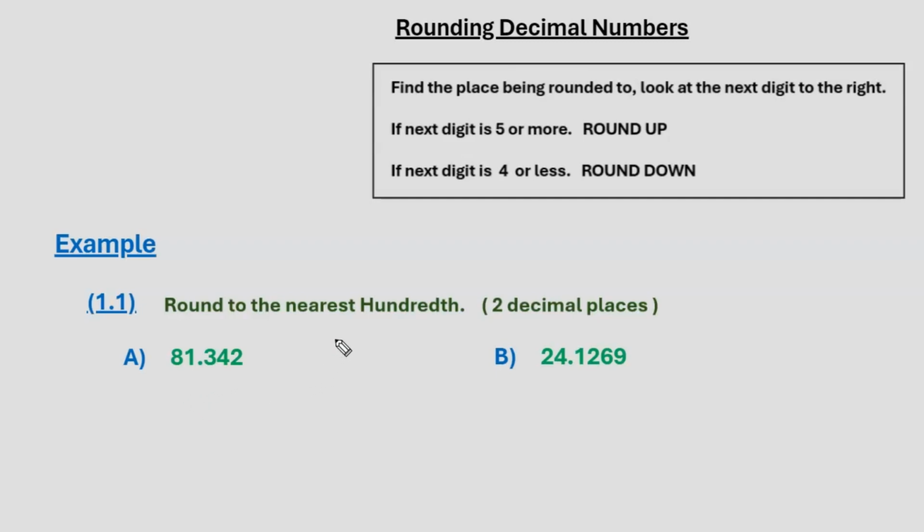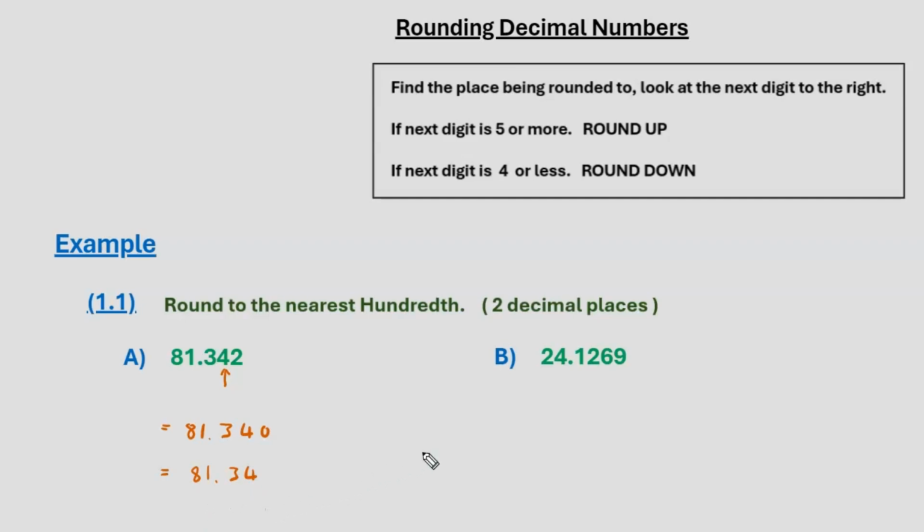81.342. To round this to 2 decimal places, the second decimal place is here, it's number 4. Next digit to the right is a number 2. 2 comes into the category of being 4 or less, so that means this decimal number gets rounded down. So basically means 4 will stay as it is, and the answer is 81.34.